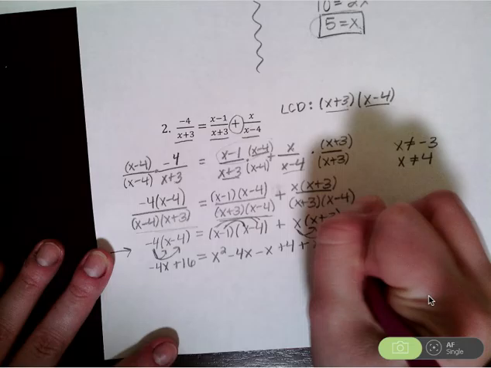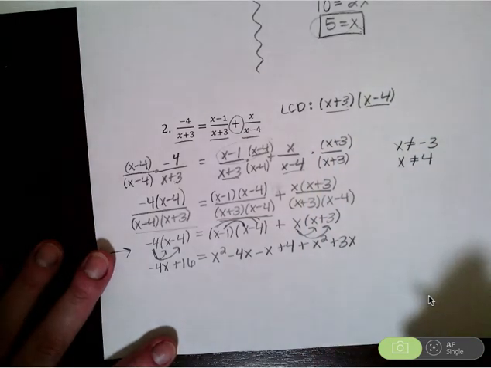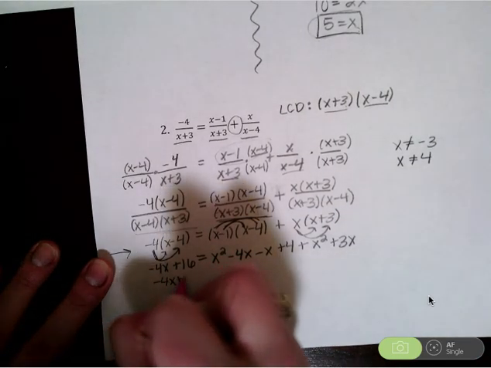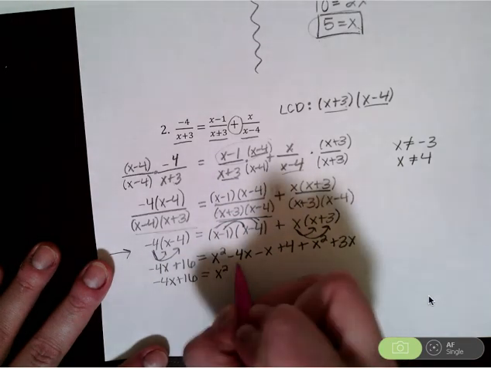An x times a 3, which is a plus 3x. Great. Now we combine like terms. Let's keep this side the same. Negative 4x plus 16 equals x squared. You've got a negative 4.